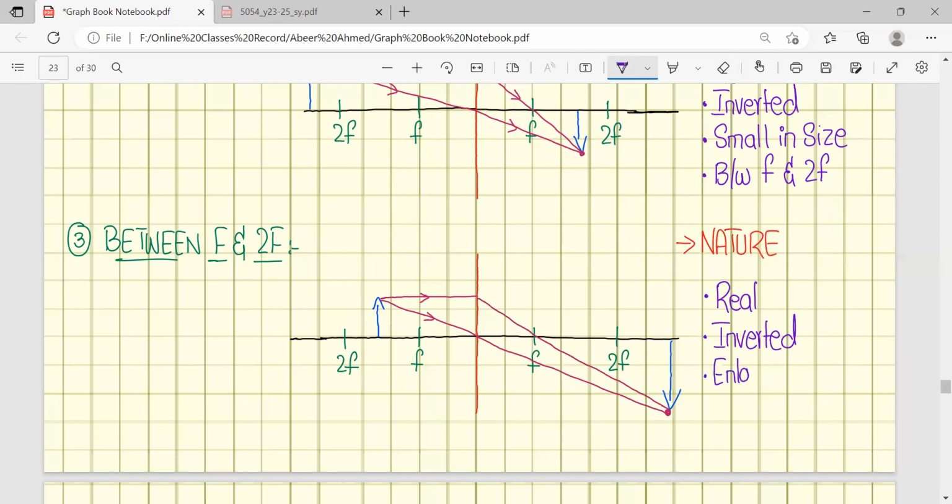So an enlarged or greater size image is going to be formed, because now the image is far away from the lens. So the farther you move from the lens, the distance is going to increase and the height of the image is going to increase also, right? And the image is going to be formed beyond 2F, right?